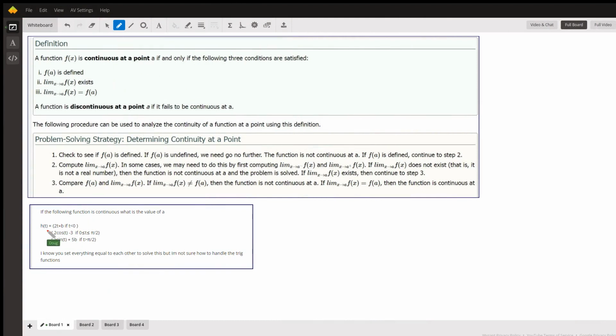Okay, you're given this piecewise function down here, and we want to make a and b have values that allow this function to be continuous.